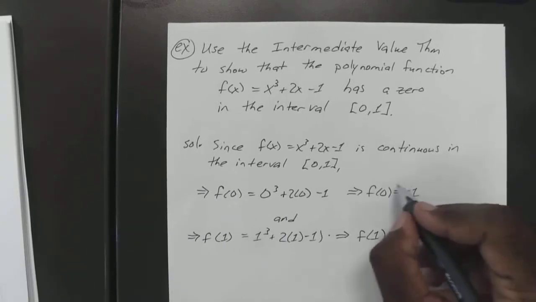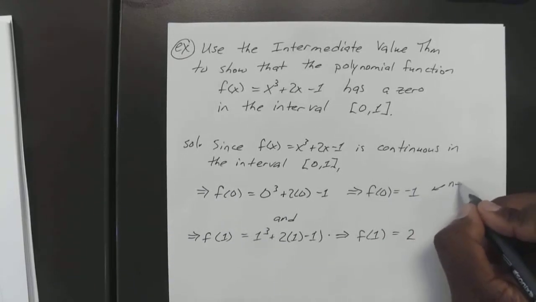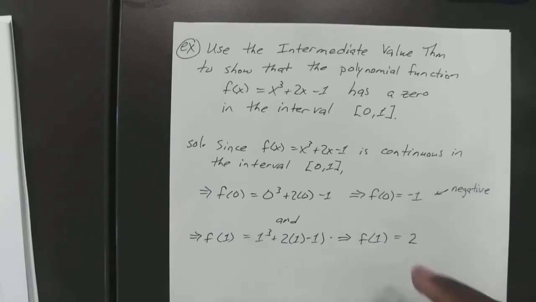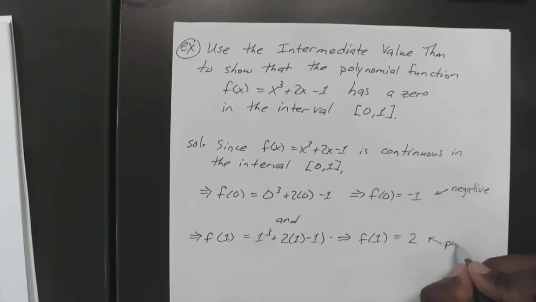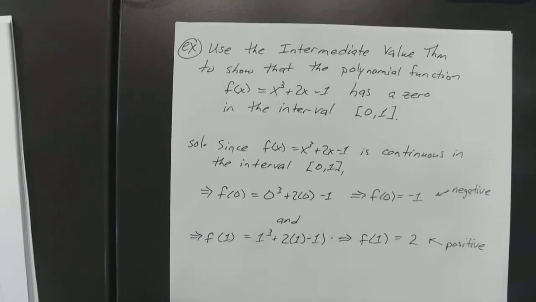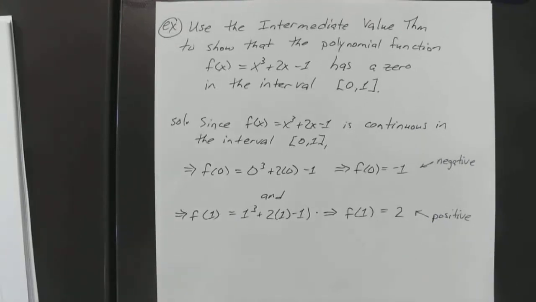So we know that our f of 0 is equal to negative 1, which is negative, and our f of 1 is equal to 2, which is positive. So if one point on the graph is negative and another point is positive and there are no breaks in it, it's continuous, that means at some point it has to equal 0. You have y equals negative 1 and y equals positive 2, so at some point it has to cross the x-axis. So that's our proof that the 0 exists.